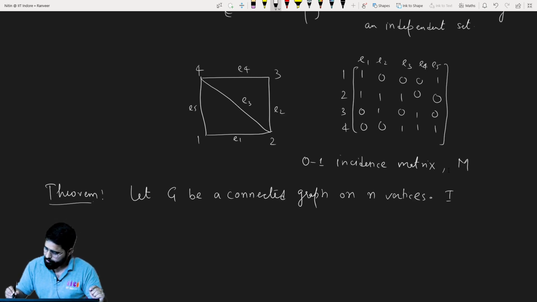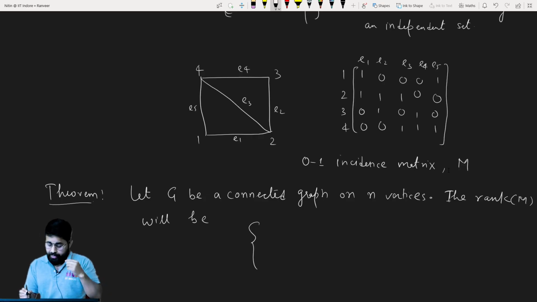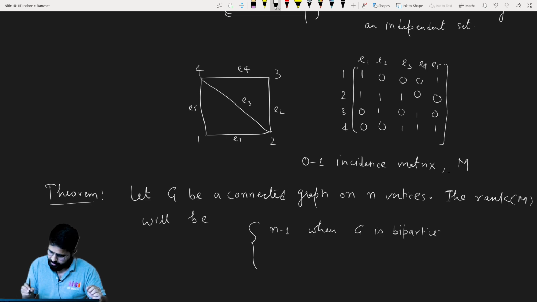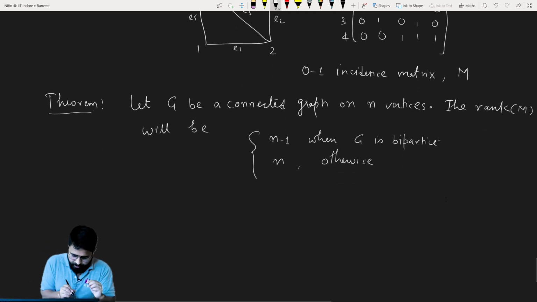If G is bipartite, the rank of M will be n minus 1, and otherwise it will be n. So basically, by just looking at the rank of this matrix we can tell whether the graph will be bipartite or not. Okay, so proof.